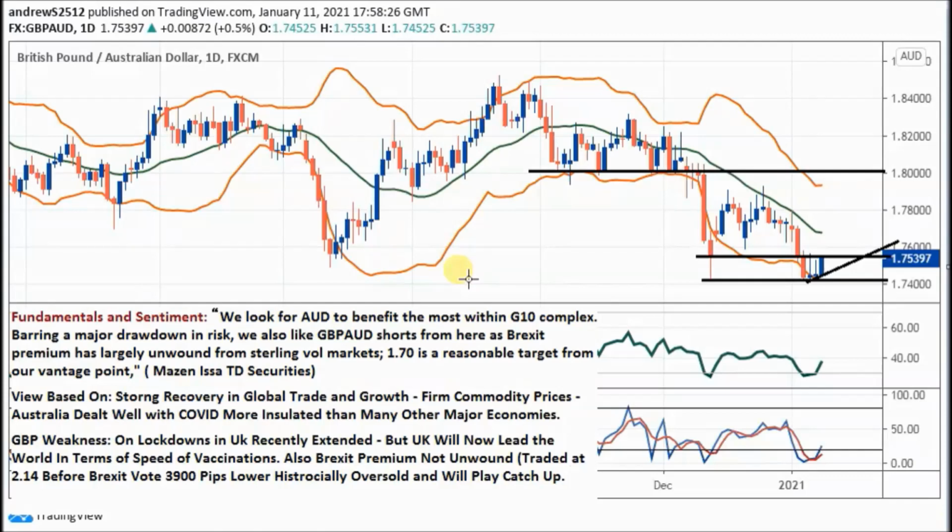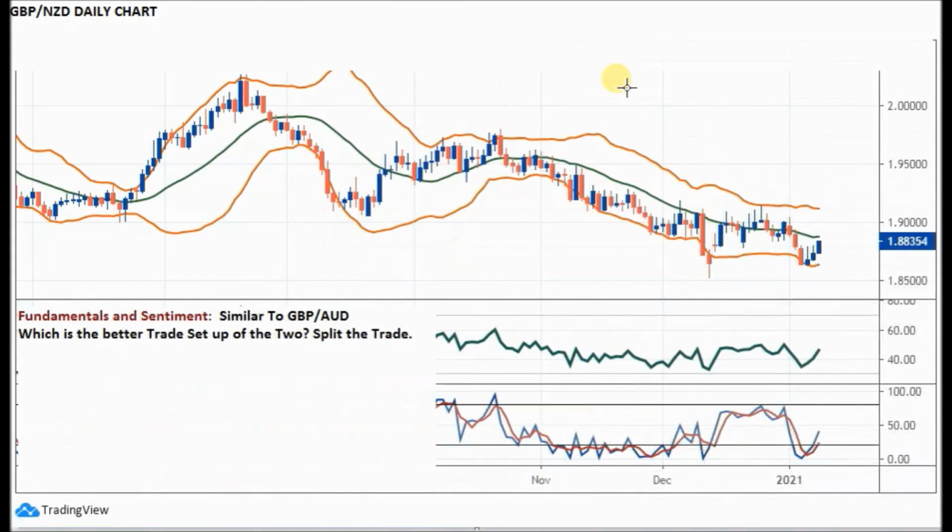Now I'm going to look at GBPNZD, which is a very similar trade setup in terms of the background of the fundamentals and sentiment. So let's have a quick look at GBPNZD. Right, we're on the chart of GBPNZD. Now I don't need to go through the fundamentals for the NZD because they're very similar to the AUD.